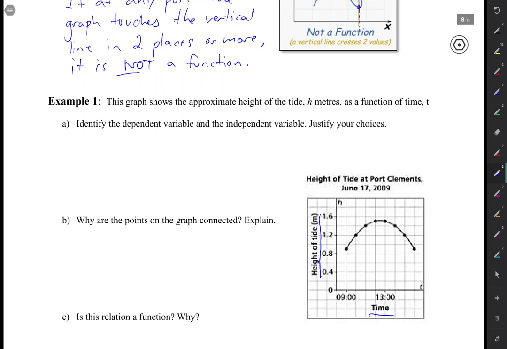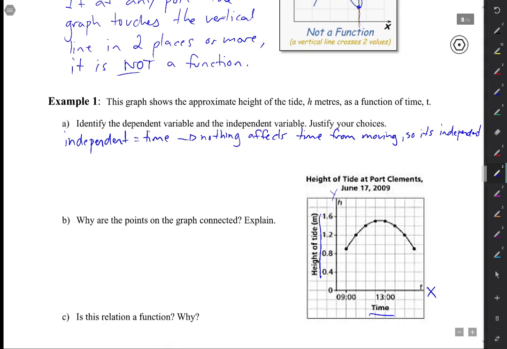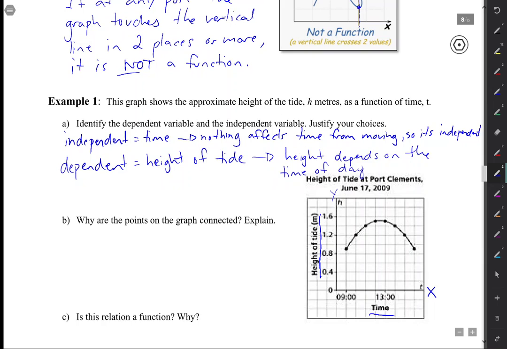Justify your choices. So if you recall from topic 2, we said that the independent variable is always the x value. And remember, this is the x-axis here, and this is the y-axis. So in this case, the independent variable is the time. And we can justify that choice by saying nothing affects time, so it's independent. Therefore, the dependent variable must be the height of the tide. And that's because the height depends on what time of day it is. Therefore, it is dependent on the independent variable.